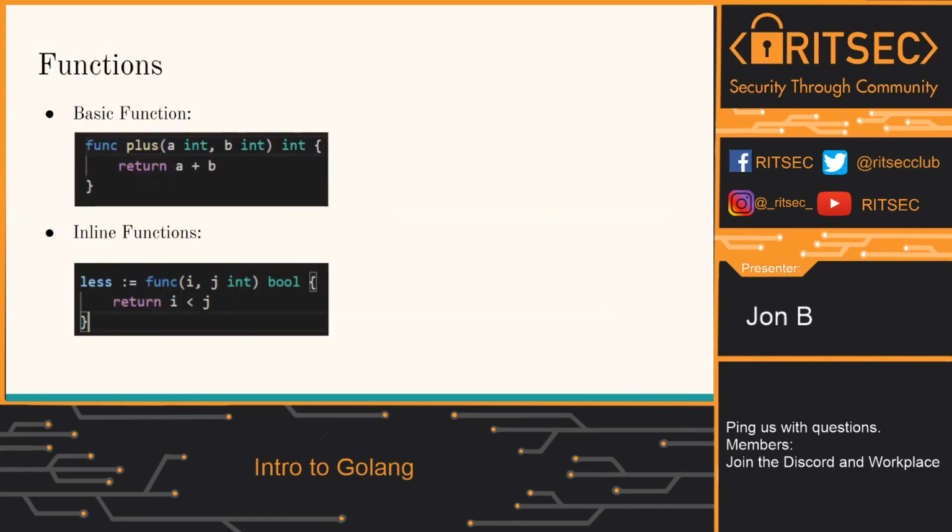Now for functions. Functions are pretty simple in Go. You have your standard keyword saying it's a function, the name of the function, the parameters you're passing to it, and then you declare its return value, that being an int in this case.